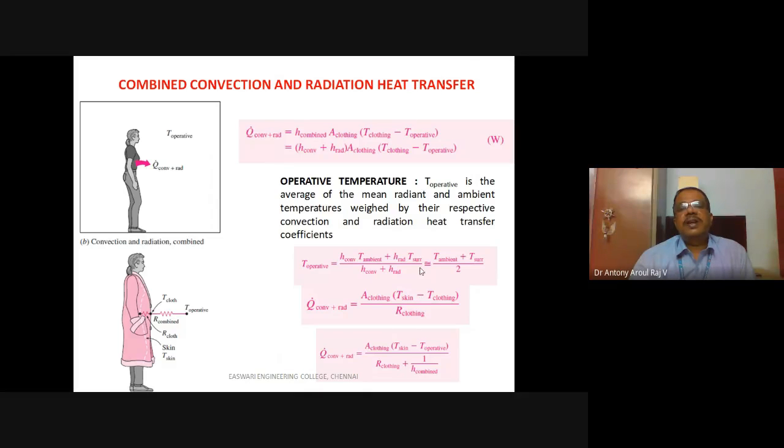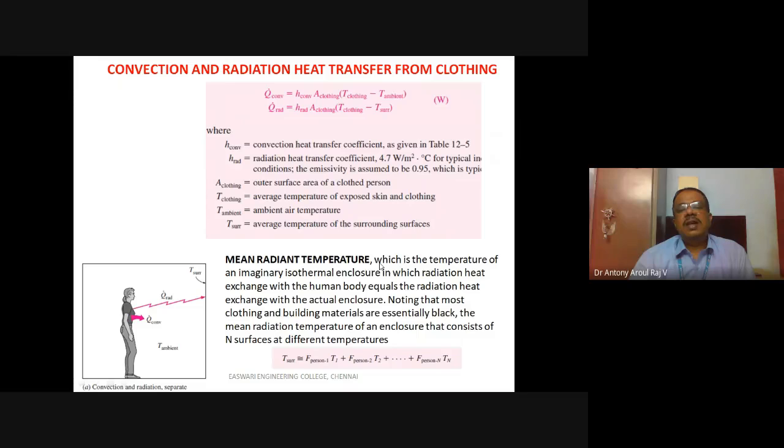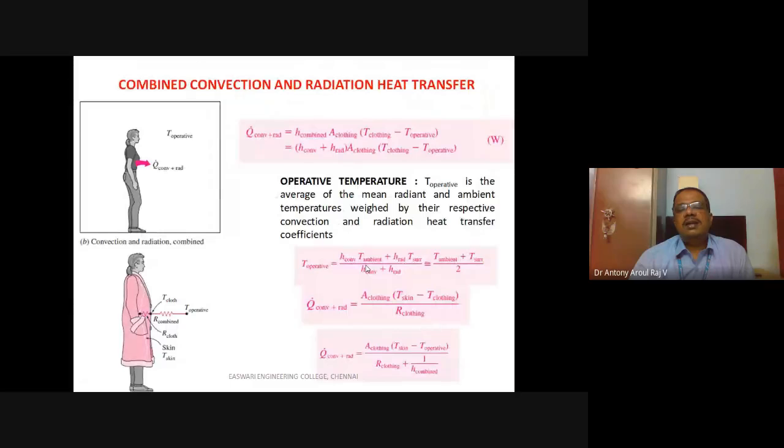And operative temperature is a combination of convection and radiation. There also we are doing weighted averaging, based on the convection coefficient. So from this we understand that the mean radiant temperature will be very much higher because it is the surface temperature of the wall, and the operative temperature will be between the ambient temperature and the surrounding temperature. That is how you will be getting the distribution.